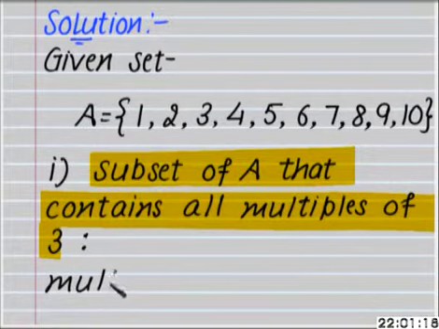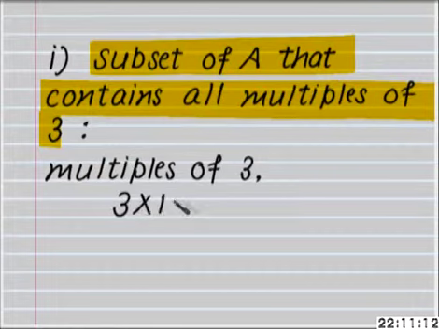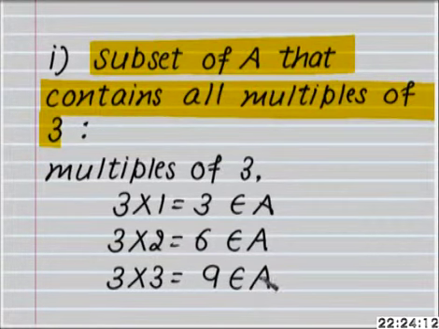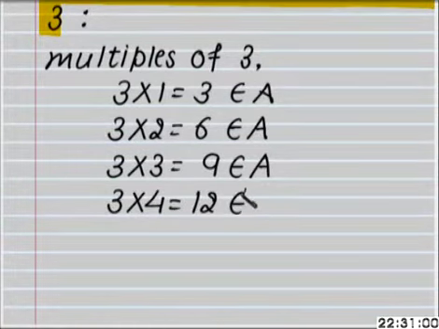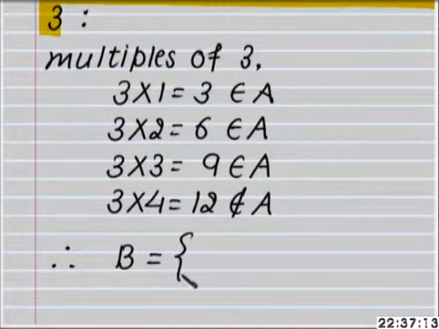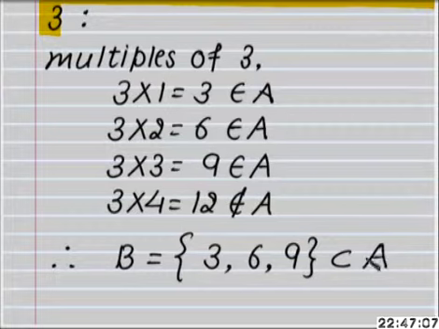Here multiples of 3: 3 belongs to the set A, 6 belongs to the set A, 9 belongs to the set A, 12 does not belong to the set A. Therefore, let the given subset be B, which contains all multiples of 3, that is, it contains elements 3, 6 and 9. It is a subset of set A.